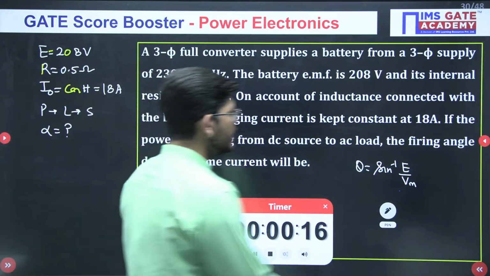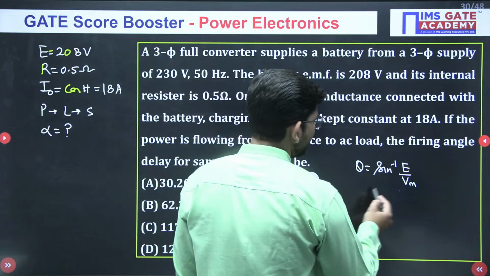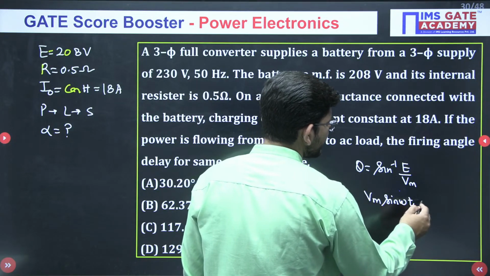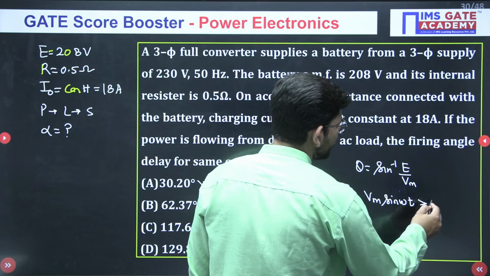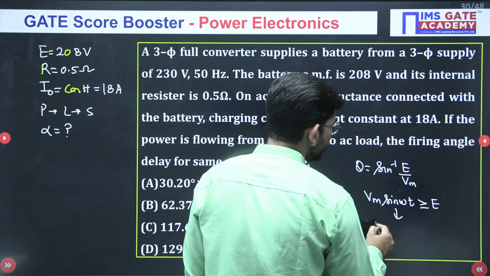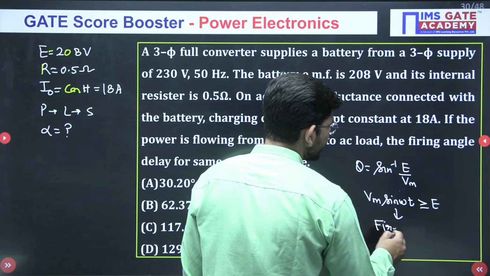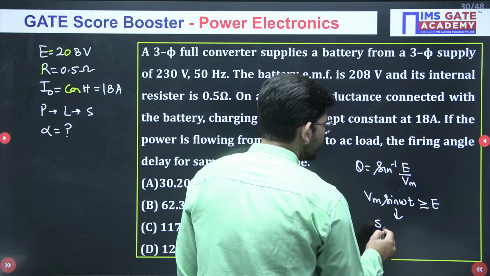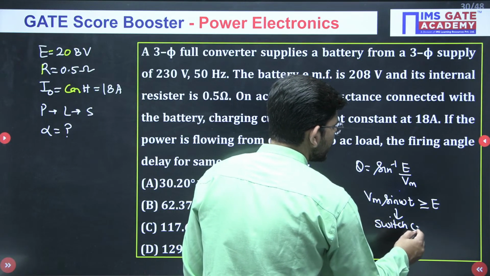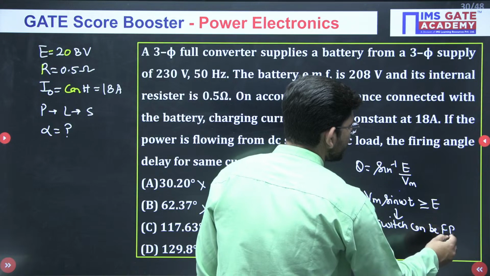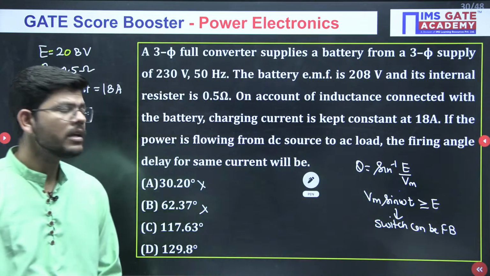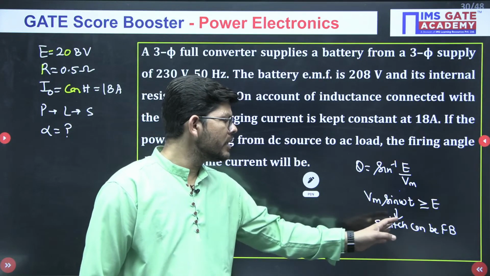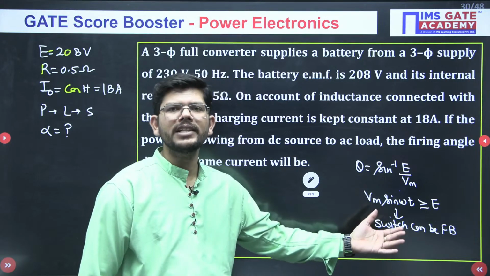If we have E at the load, then Vm sine omega t must be at least greater than or equal to E, only then you can fire your switch, isn't it? Only then the switch can be forward biased, isn't it, Aryan? When your Vm sin omega t is at least equal to or greater than E, only then you can fire your switch, because they are forward biased after that.